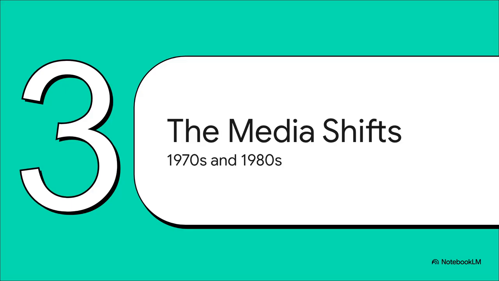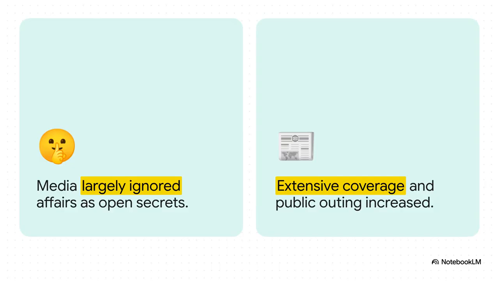Okay, let's fast forward to part 3, the media shifts of the 1970s and 1980s. This is a massive turning point in our explainer because the press completely flipped their approach. Before the 1970s, the media basically protected the open secrets of the political elite. Presidents like FDR, JFK, and LBJ had documented extramarital affairs that journalists totally knew about, but they deliberately kept it out of the papers. But after the 1970s, that protective shield totally shattered. Extensive coverage became the absolute norm, and the public outing of politicians just skyrocketed.